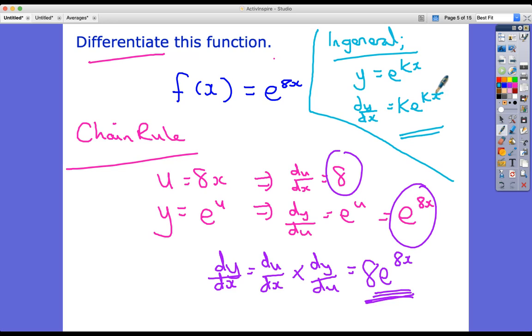Okay, it always works. Whether it's 4x, you get 4e to the 4x. If it was e to the 9x that you were going to differentiate, it'd be 9e to the 9x, and so on. It always works. So if you want to make a note of that, put some stars around it, very useful, very valuable.